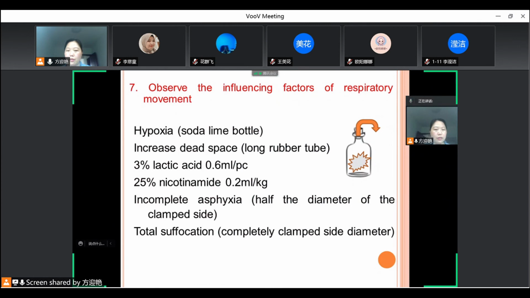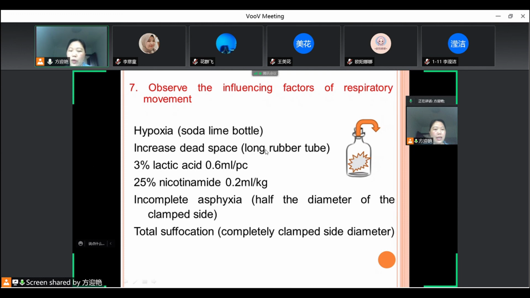Then we observe the curve change, and if the curve change happened, we stop this schedule. And the second, also due to the curve change, the curve recovered, and then we do the next. Let's increase the dead space.